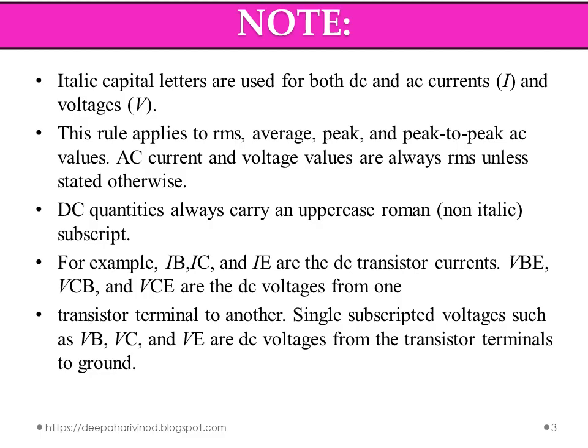For example, IB, IC and IE are the DC transistor currents. VBE, VCB and VCE are the DC voltages from one transistor terminal to the other. Single subscripted voltages such as VB, VC and VE are the DC voltages from the transistor terminal to ground.